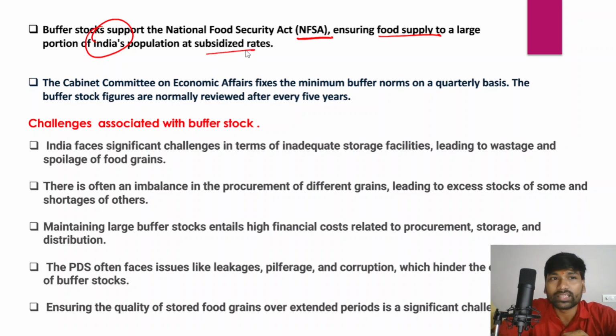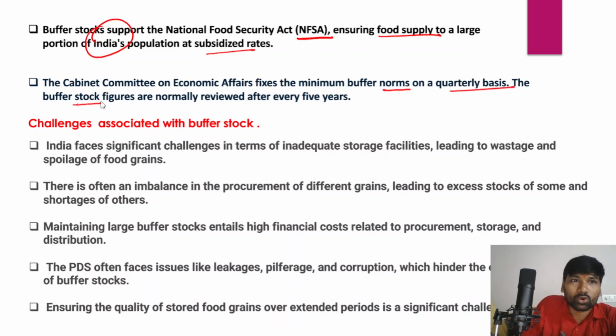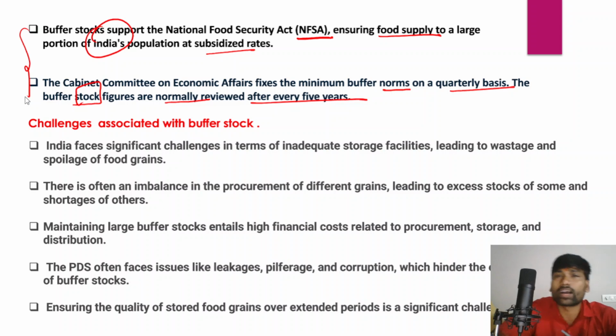And in fact, the Cabinet Committee on Economic Affairs fixes the minimum buffer norms on a quarterly basis. The buffer stock figures are normally reviewed after every 5 years, right? So I hope you have understood this aspect. And in fact, Union government passed a legislation in the year 2013, that is the National Food Security Act. So buffer stocks support the National Food Security Act, thereby ensuring food supply to a large portion of India's population.